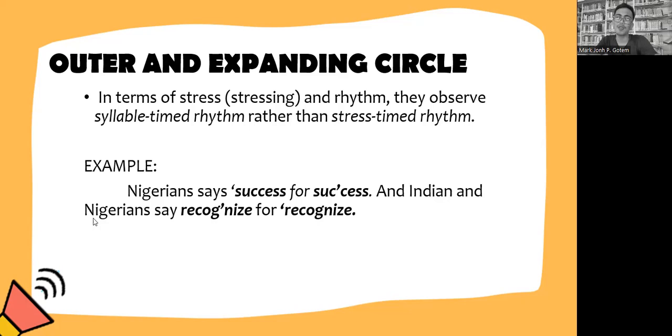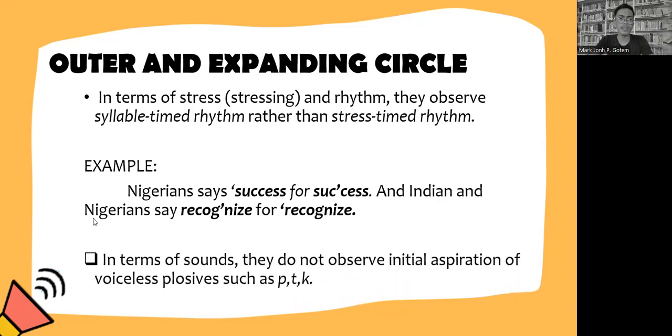So speakers of outer and expanding circle do not make any changes in their pronunciation to make a distinction between nouns and verbs in pairs. These are called voiceless plosives, the consonant sounds that are formed by stopping airflow. We will not go deeper into that. In terms of sounds, they do not observe initial aspiration of voiceless plosives such as pa. That is how they pronounce it.